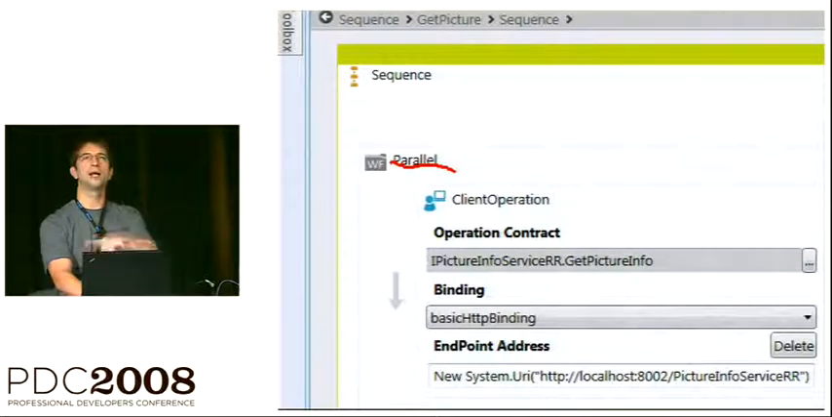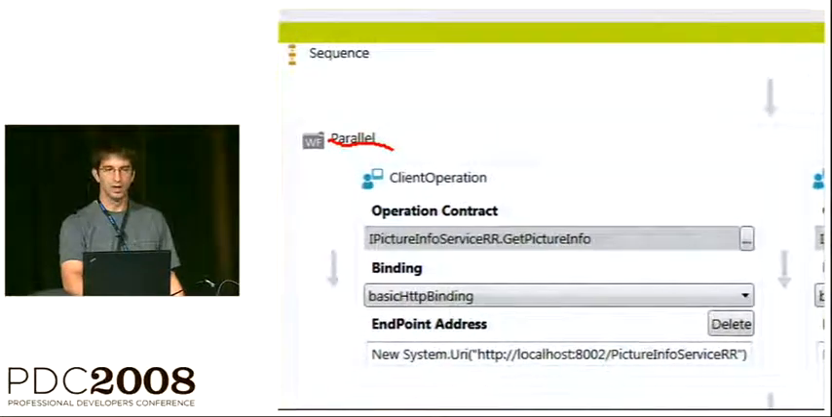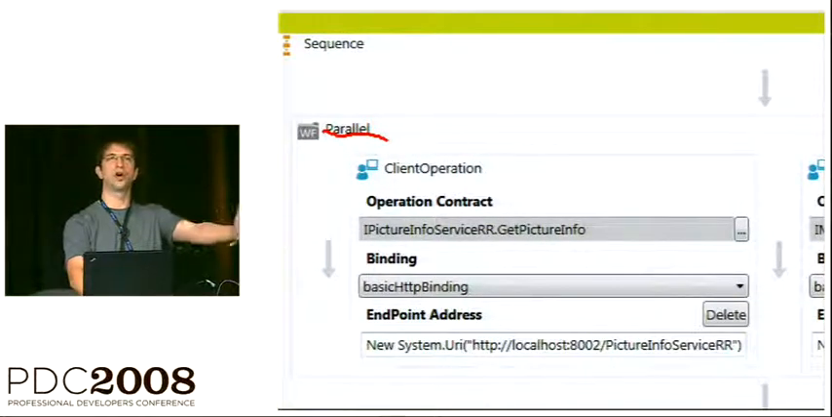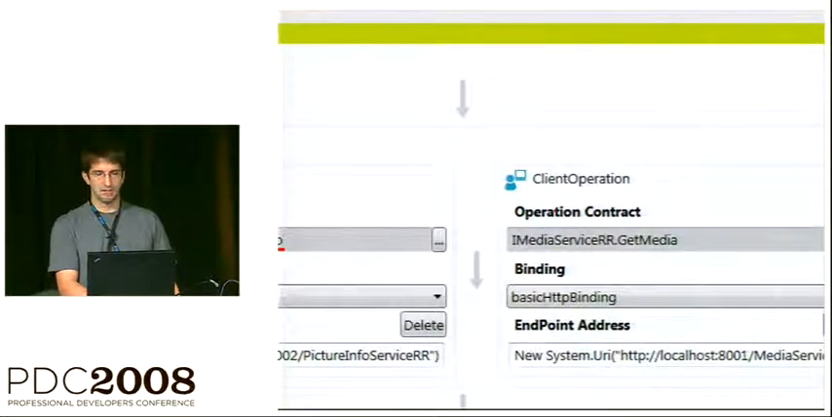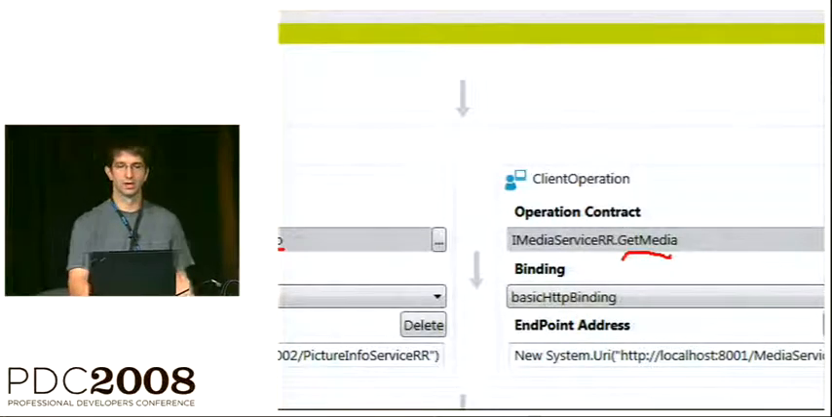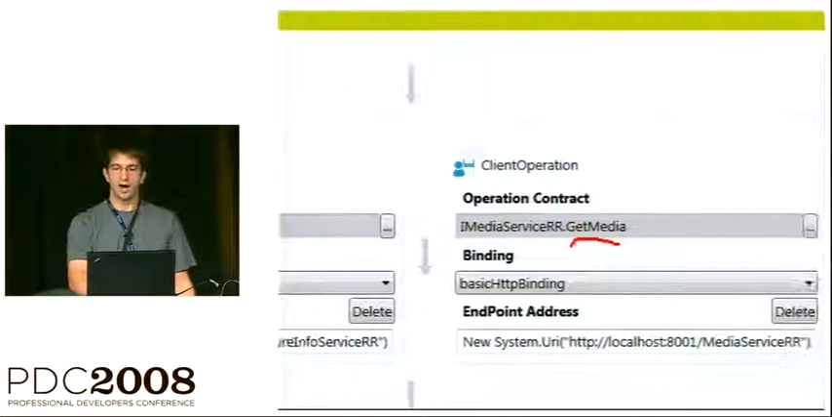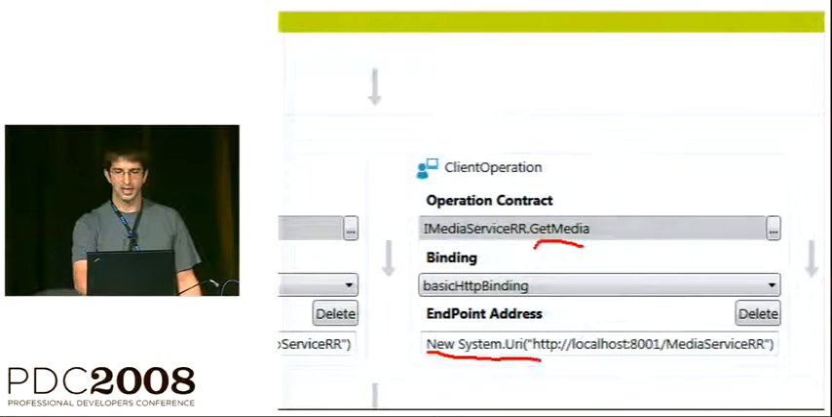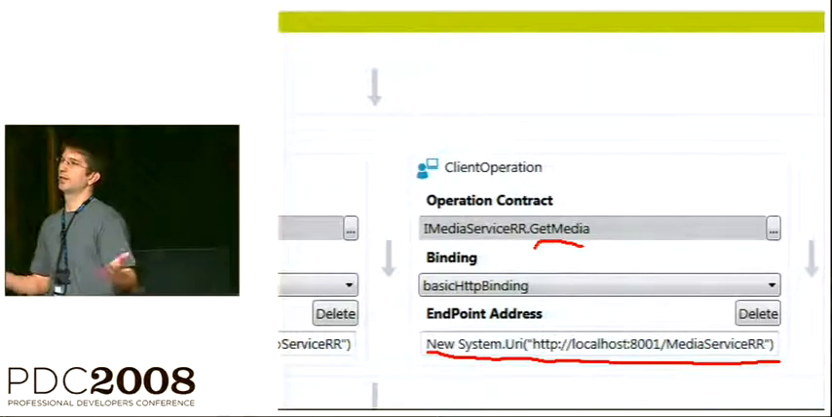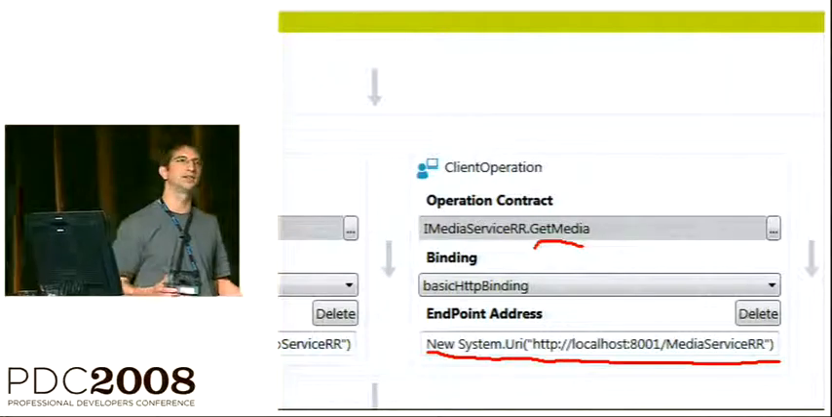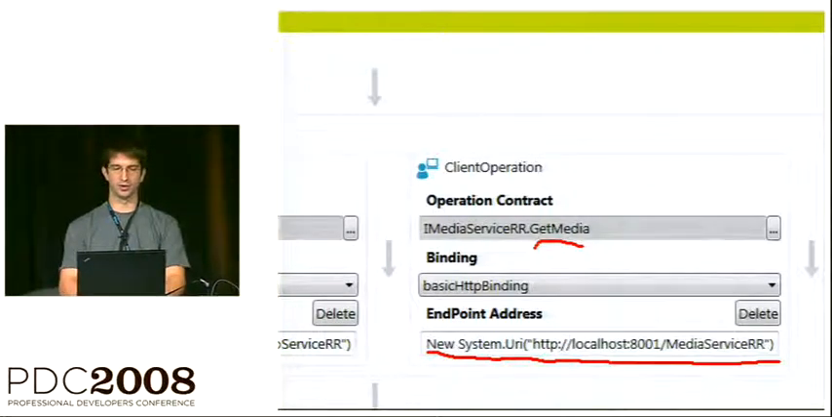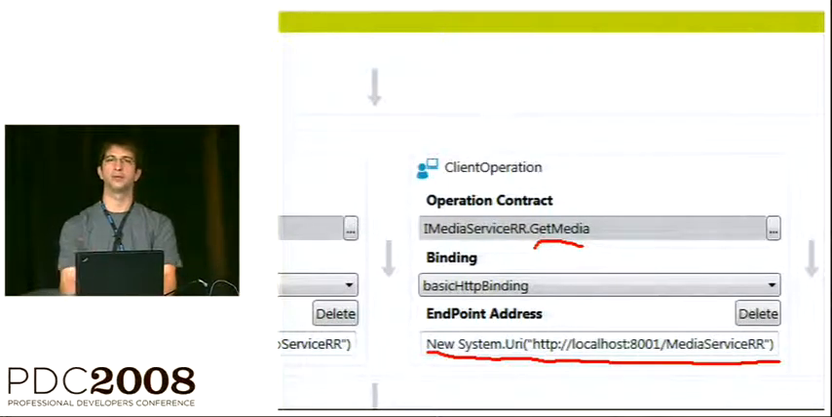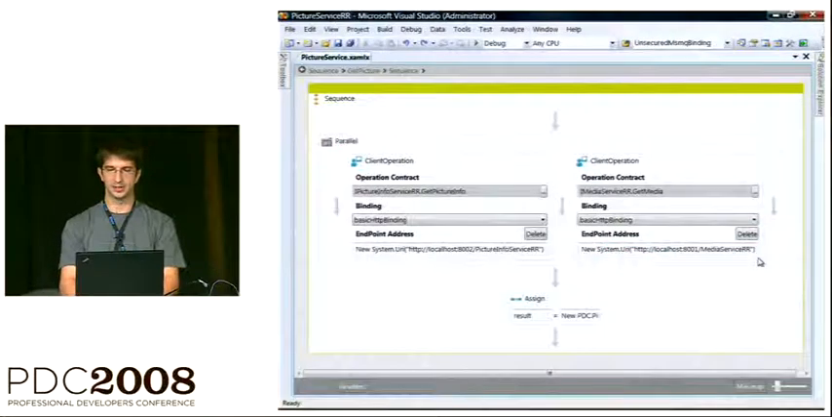If we dig into the implementation of this service, you can see that I've implemented it using a parallel activity. Parallel is just going to schedule branches in parallel. I've got two client operations that I'm using to call the back-end services, get picture info and get media. I'm using basic HTTP binding on these client operations, and I've hard-coded the address here to the back end of these services. This is just an argument. Again, arguments represent the flow of data into an activity, so I could have bound this to something more dynamic. I can also use config in order to set up the arguments on a client operation to the back end.